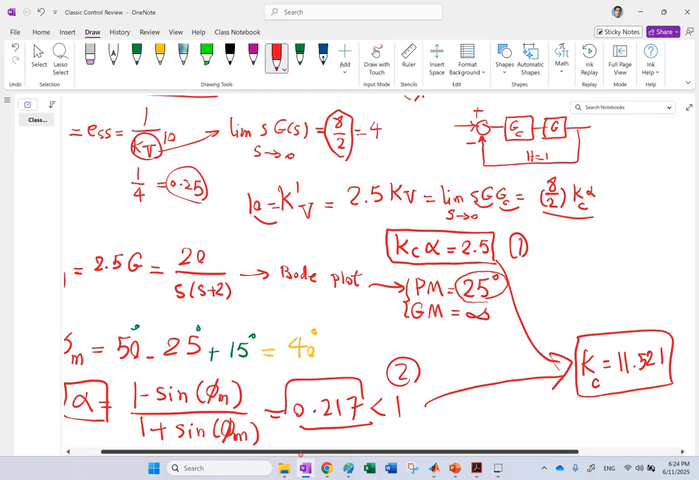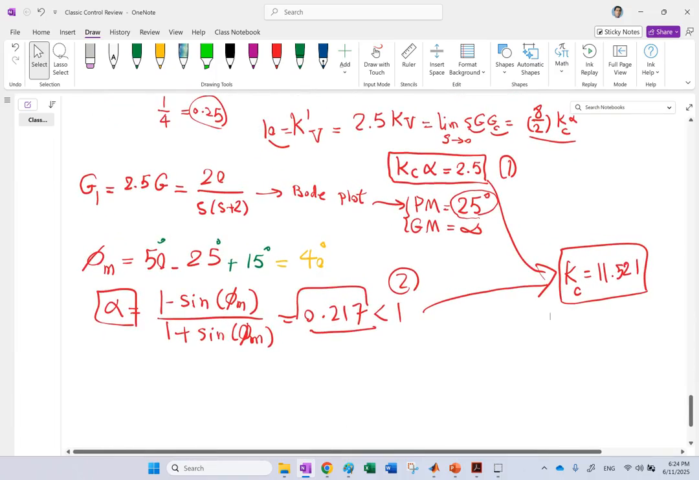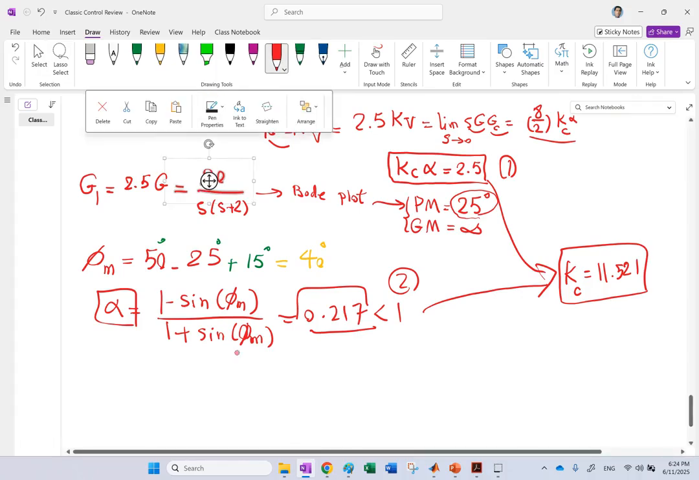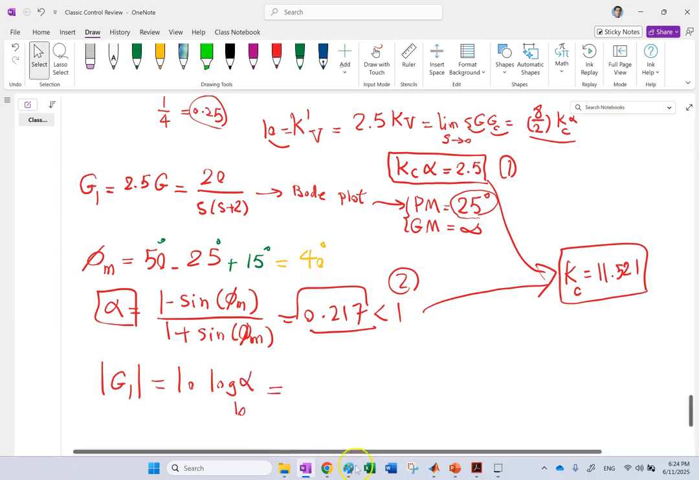There we go. So far I found two of my parameters, the attenuation factor and the gain. Okay, now what? Now you go and look at the Bode plot of this G1 that you just made and find a location in it where the magnitude of G1 is equal to 10 times log 10 of alpha. Find a place where the magnitude is equal to this number.